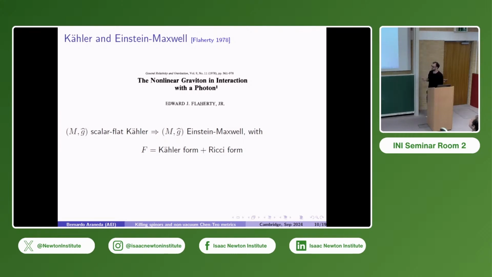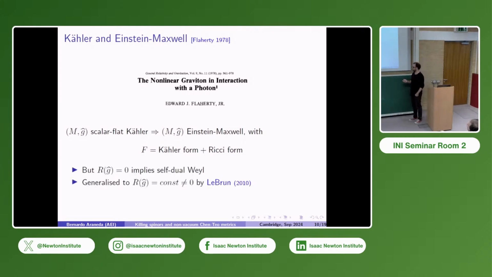And what Flaherty showed is that if you have a scalar flat Kähler metric, then it is automatically Einstein-Maxwell. You don't need to solve any field equations, they are automatically satisfied. The only thing you need to know is what the Maxwell field is, and what he showed is that the Maxwell field is the sum of the Kähler form and the Ricci form. So this is very nice, this is a connection between Kähler and Einstein-Maxwell. The only thing is that, as I mentioned at some point, scalar flat Kähler implies self-dual. So that's one of the things that we don't want, so we need a generalization of this.